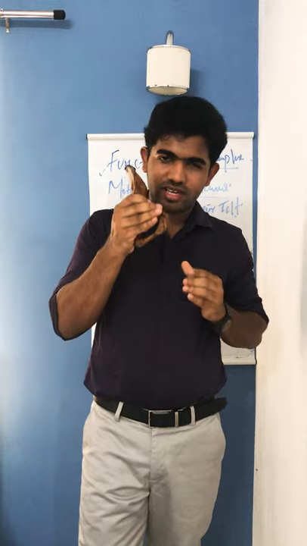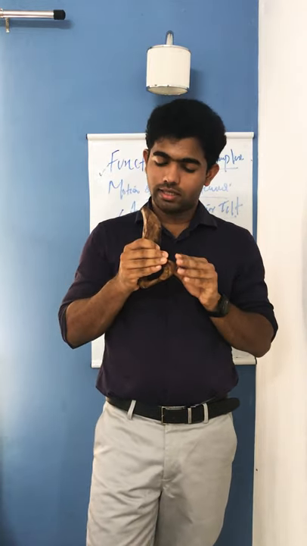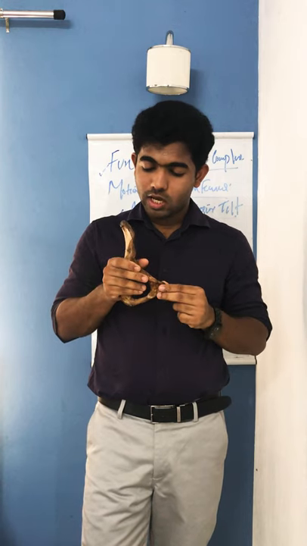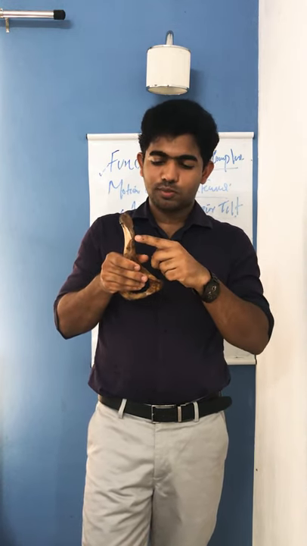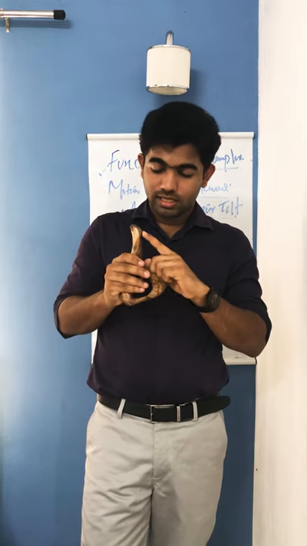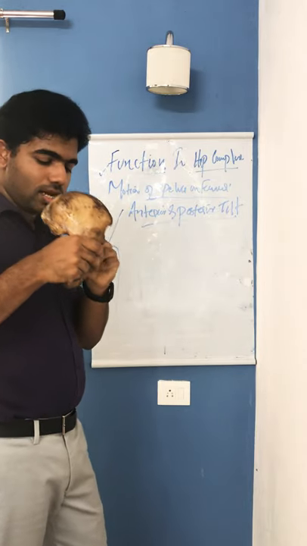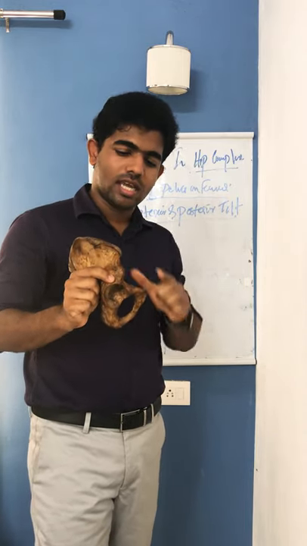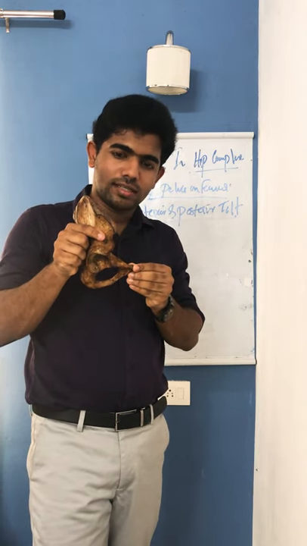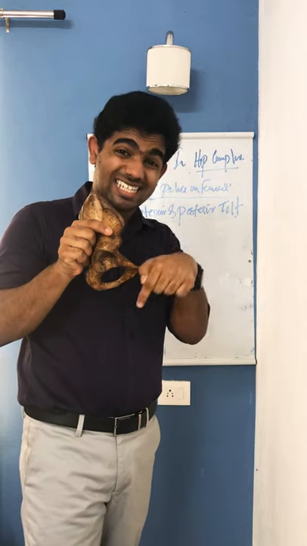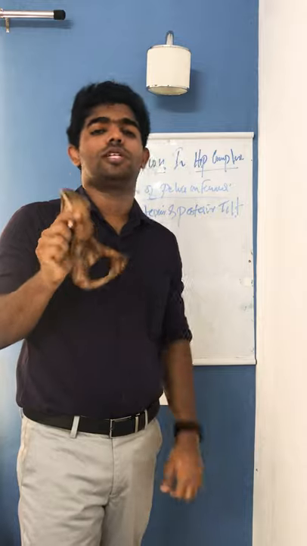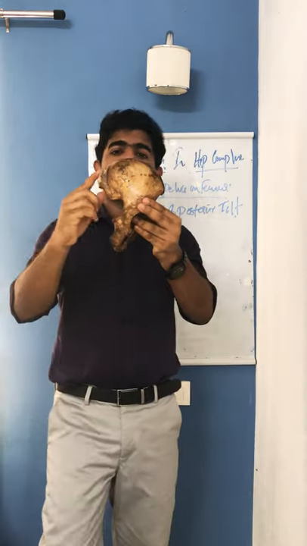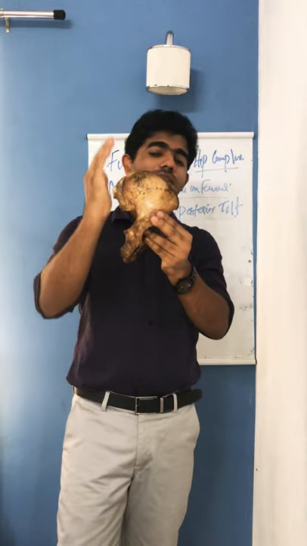Let me illustrate this in the simplest manner. This is the normal position and this is the anterior pelvic tilt. The anterior superior iliac spine will move anteriorly, and the pubic symphysis will move inferiorly. So in anterior pelvic tilt, the anterior superior iliac spine moves anteriorly and inferiorly, and the symphysis pubis also moves inferiorly. That is all about anterior pelvic tilt. When the anterior superior iliac spine moves anteriorly, the posterior superior iliac spine moves upwards.